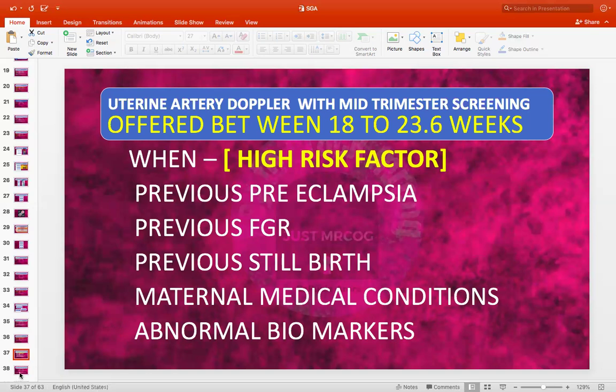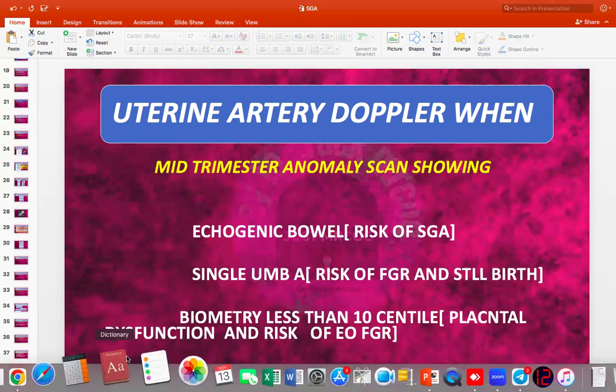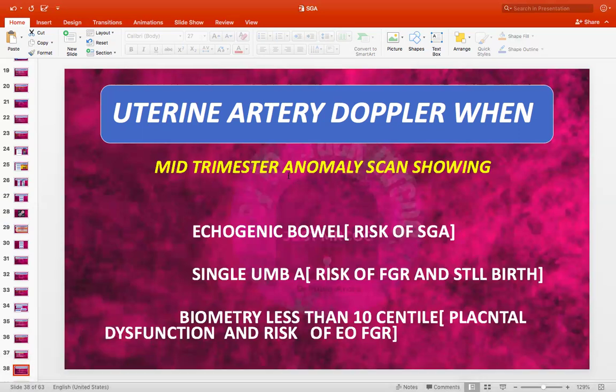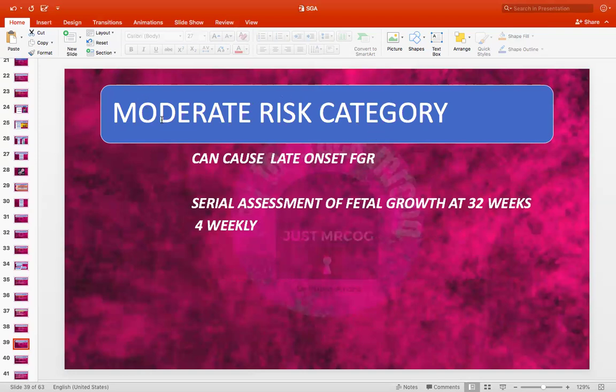But when there is no high risk factor, only a moderate risk factor, and you find something like echogenic bowel, single umbilical artery, or less than the 10th centile in the mid-trimester, you are going to offer uterine artery Doppler immediately. So in high risk, we offer together. If there is no high risk and we find something like this in the mid-trimester, then we offer uterine artery. What is the moderate risk category? Whatever risk factors fall in the moderate risk category can cause late onset, and we do serial assessment of fetal growth at 32 weeks, every 4 weeks.